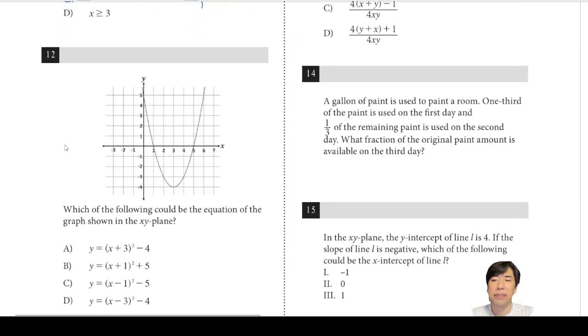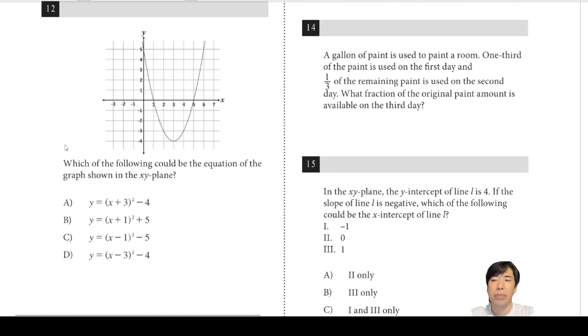12. Which of the following could be the equation of the graph shown in the xy plane? So when you look at the answer choices, it's written in what? Vertex form. So you can locate the vertex here. Its coordinate is (3, -4).